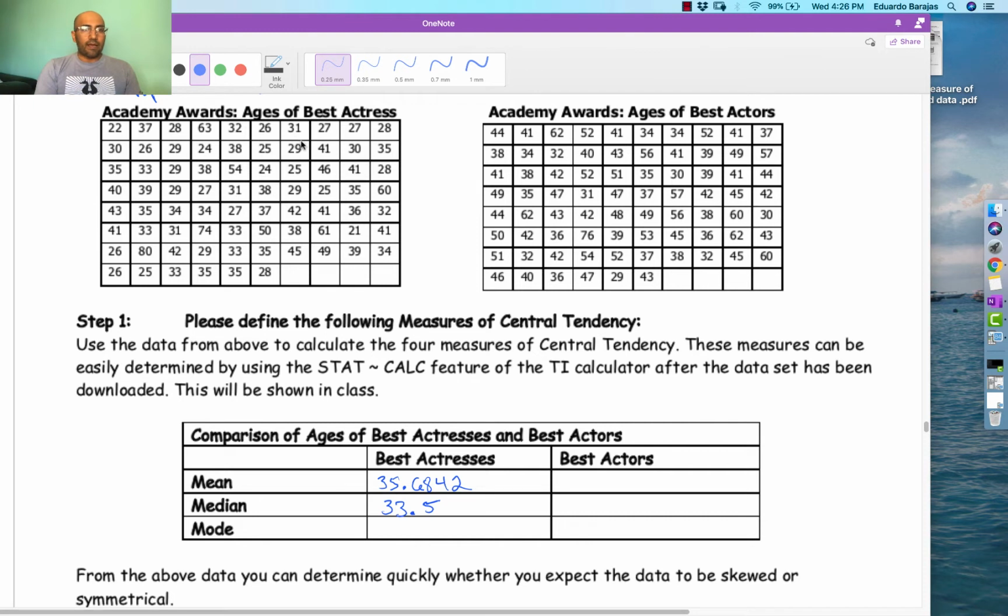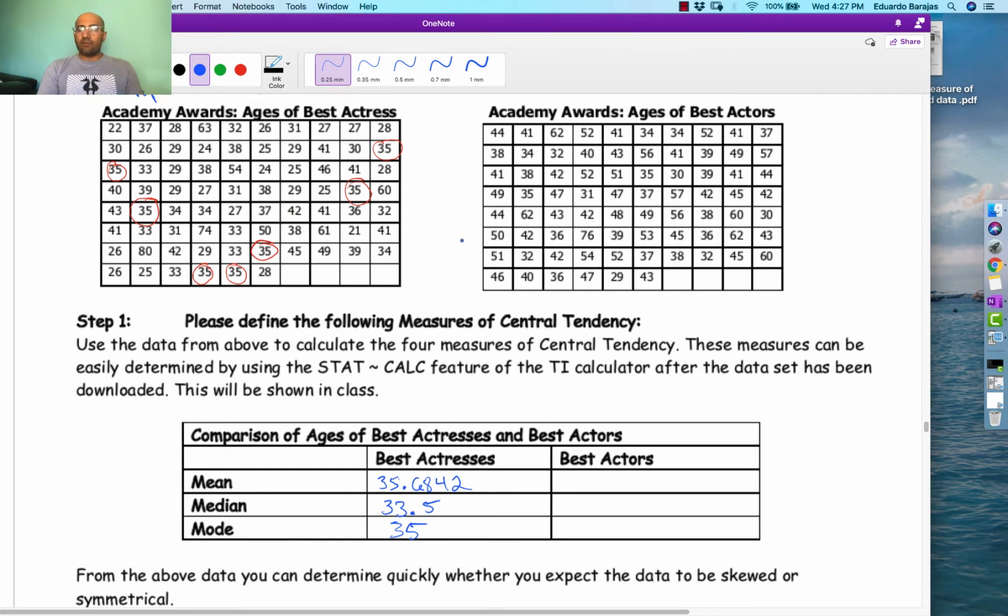And go back over here and highlight them. 35, where did they happen? 35. So here's 1. There it is. 1, 2, 3, 4, 5, 6, 7. 7 times, and that's our mode. 35 is the winner. Okay, so we have those 3 important characteristics about population 1, the actresses.